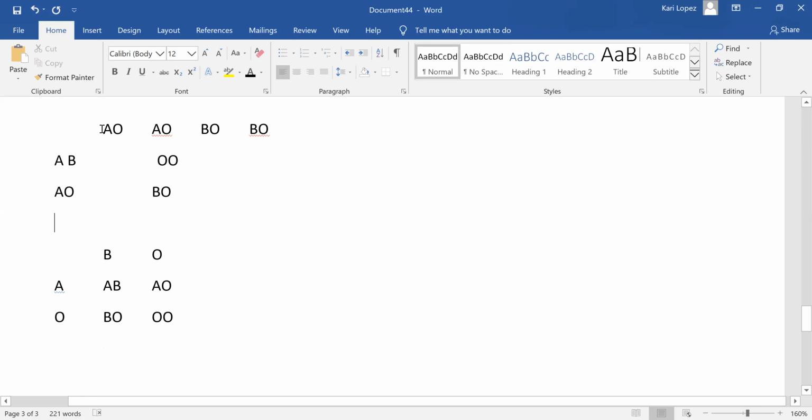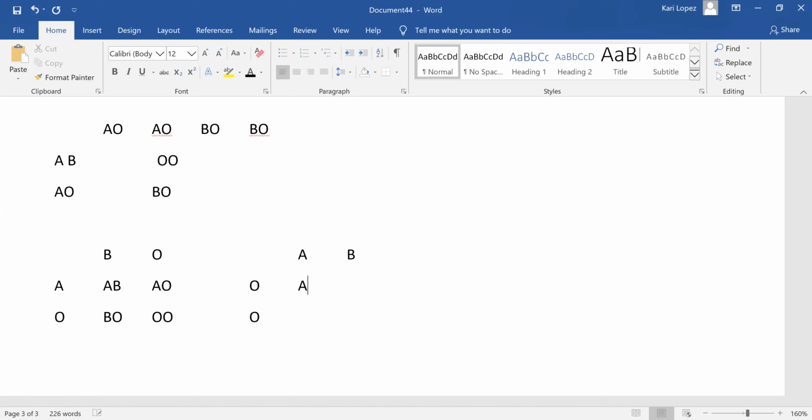But if you are between these two, which one are you going to choose for? If 50% are AO and 50% are BO, would you choose the AB and the OO, or would you choose the AO and the BO? Would it be AB, OO?